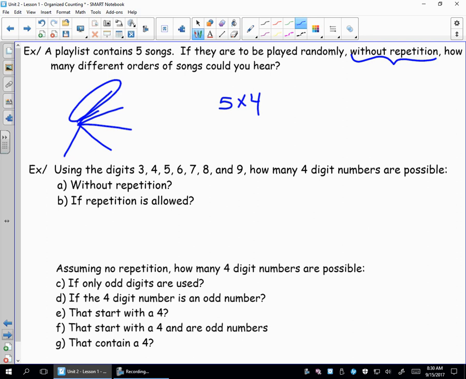And we're doing and, right? First song and second song. And then once I play that song, I can't use it again. So now I got 3 choices, and then I got 2 choices, and then I got 1 choice. Okay, so we have to be careful that we're reading words carefully, because sometimes you're going to be given information, kind of really important information, that totally changes the question. If we were allowed repetition, we'd have 5 to the power of 5, 5 choices 5 times. But no repetition, my values actually change as they go.